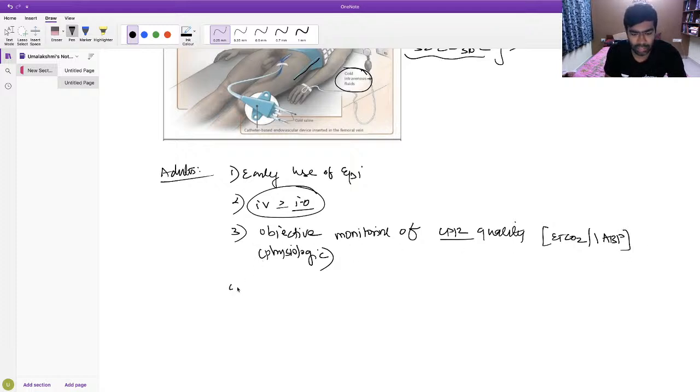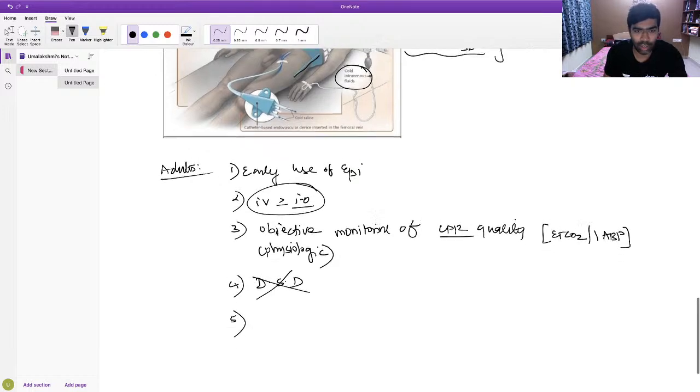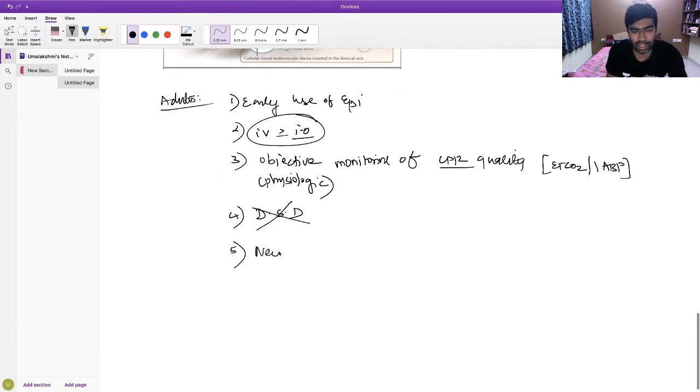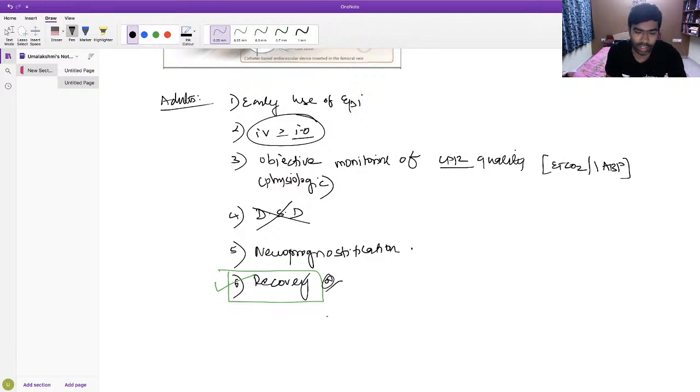So this is considered to be better. And number 4, there is something called, I told you, double sequential defibrillation, which is actually not recommended, and they have clearly shown it to be of no benefit. We know that. And they have emphasized a lot on neuroprognostication, which I have discussed in detail actually. So you can go back and see that. And 6th is the recovery. You can write it as the 6th point because this is the 6th chain of survival that has been newly added. This could be a probable question. So the recovery has been added.